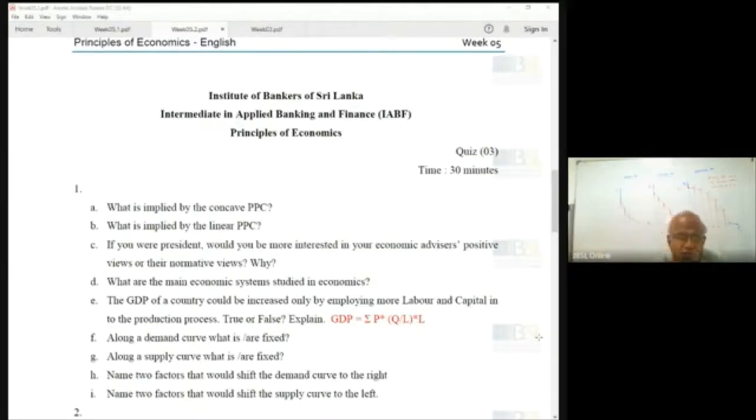Prices of factors of production, constant. Government rules, regulations, constant. Technology, constant. If you change one of these factors, the supply curve shifts. But given a supply curve, other factors are held constant.